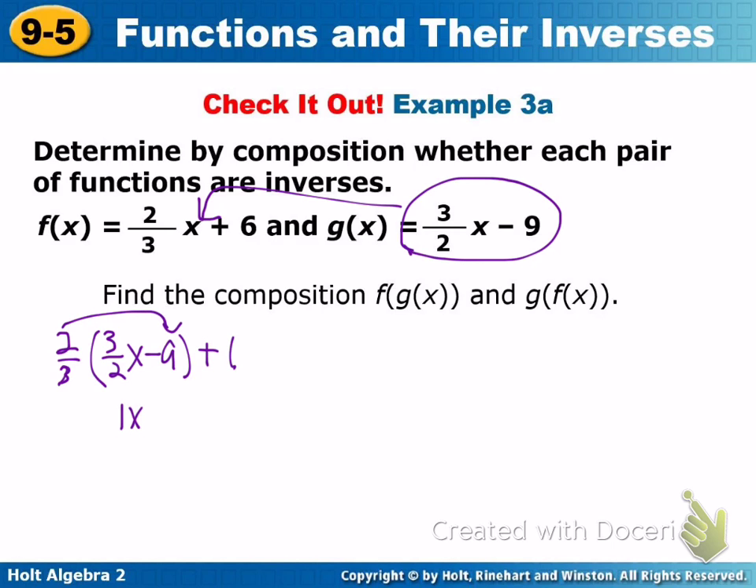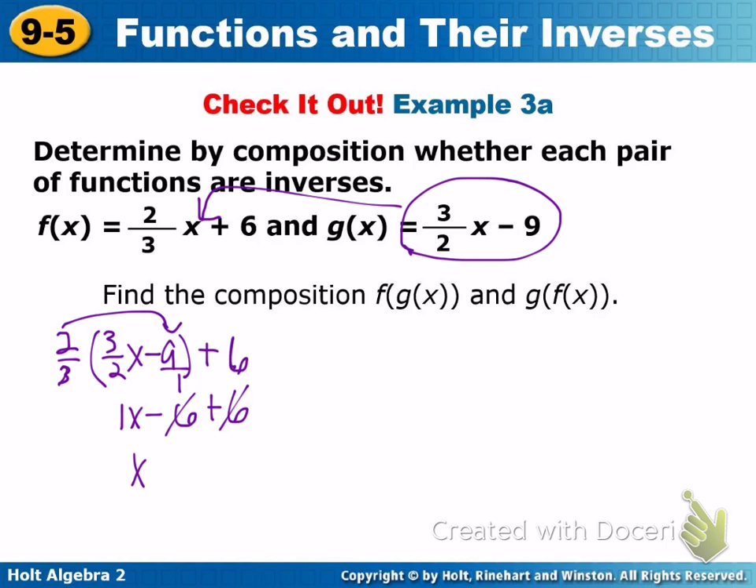All right, 2/3 times the negative 9. Put your 9 over 1. 2 times 9 is 18, divided by 3 is 6. So it'd be negative 6, plus 6. Cancel out. What are we left with? x. So that one works.